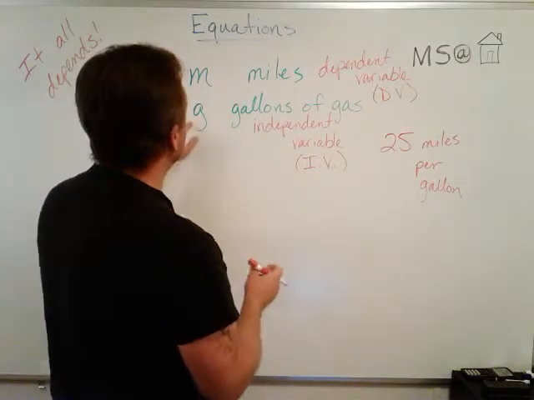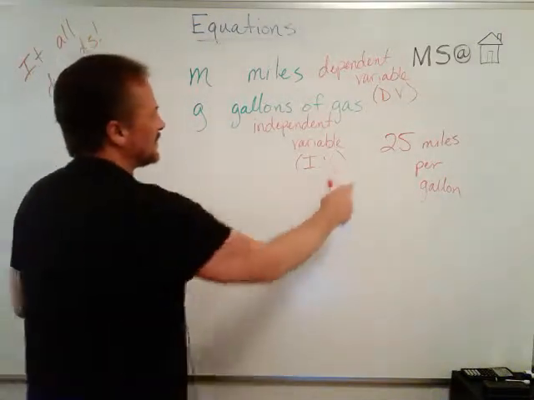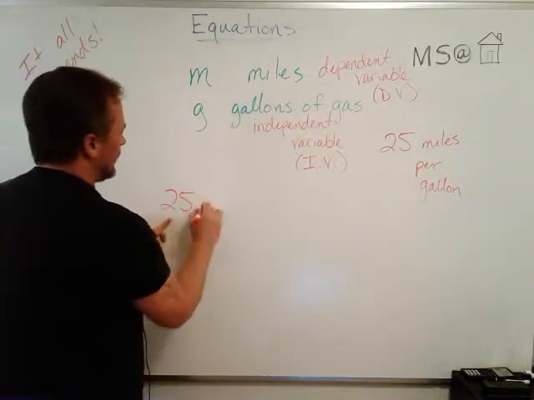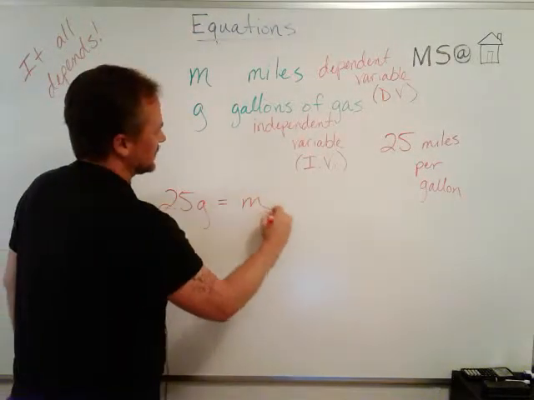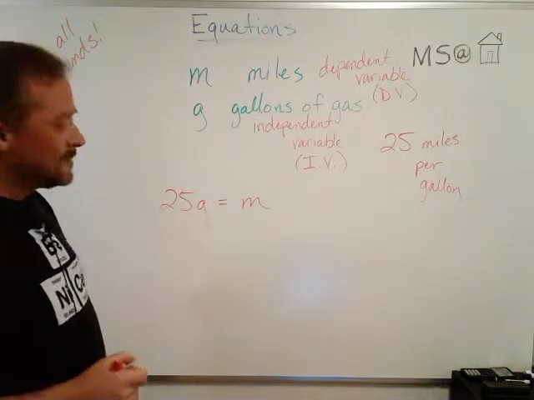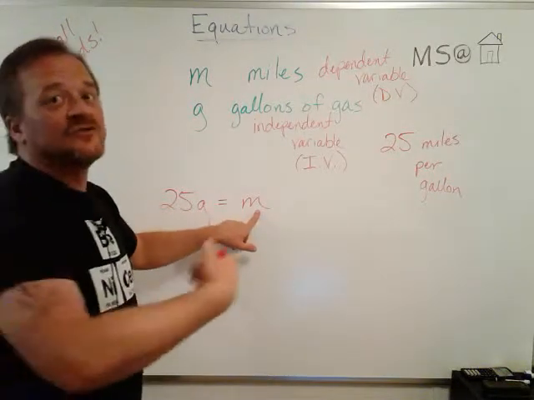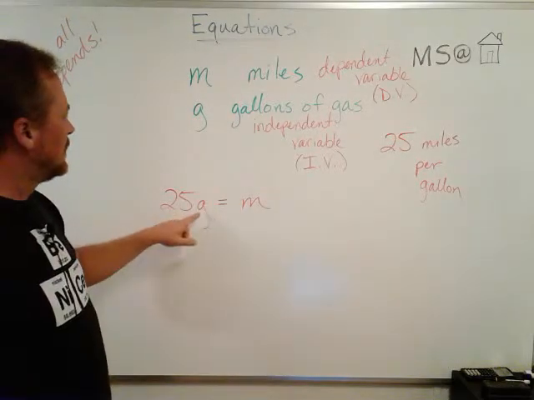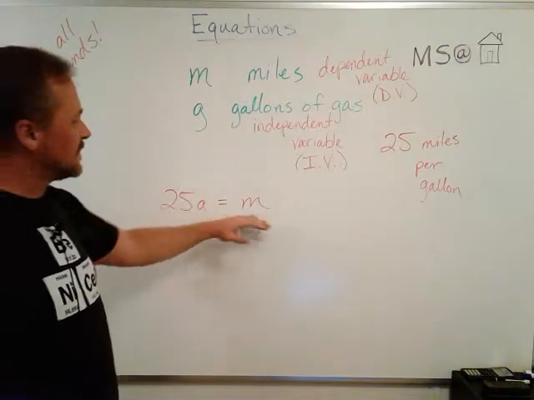I know that gallons of gas is my independent variable, and that's the one that sees all the action with the math. So I'm going to take 25 and say, okay, if I multiply 25 times the amount of gas that I put in my car, that will tell me how many miles I get to go. Okay? Does that look good? Does that make sense? The number of miles I get to drive is the same as me calculating 25 miles per gallon times the number of gallons of gas that I have in there. Okay? And that'll tell me how many miles I can go.